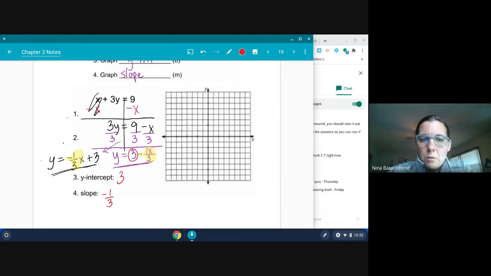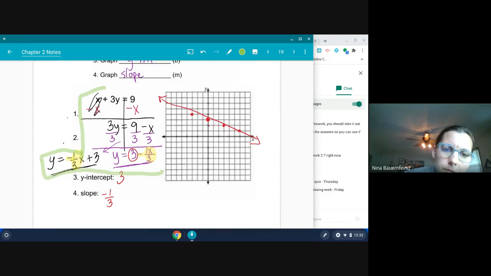So then what we would do is we would have our y-intercept of 3, 1, 2, 3. And then our slope is negative 1, forward 3, negative 1, forward 3, or up 1, backwards 3, like that. So you guys, I hope you wrote down these steps in your notes.